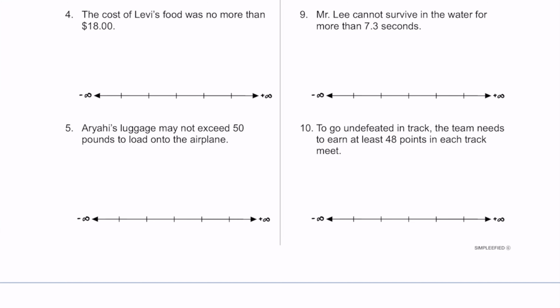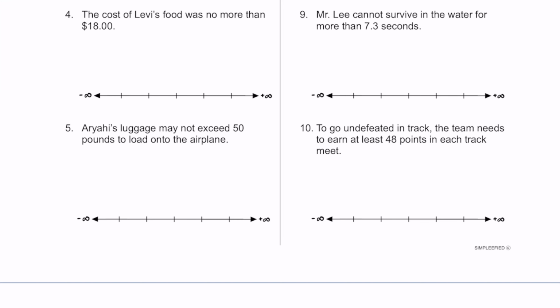No more than means you can actually be that number, but not more than it. Okay, so we can say the cost of the food, I'm going to use F for that, is less than or equal to 18. And we can also say that 18 would be greater than or equal to the cost of his food. So both of these are okay. Let's go ahead and put 18 in the middle.